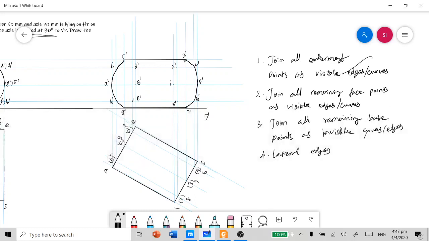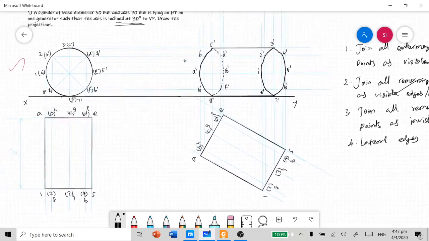The first rule is over, and the second rule is you have to join all remaining face points as visible edges. Here the remaining face points are starting from 7 dash to 8 dash, 1 dash, 2 dash and 3 dash. You have to join them as visible. And the third point is join all remaining base points as invisible curves. The remaining base points are G to F, F to E, E to D and D to C. We need to connect them as invisible. Now the work is over.